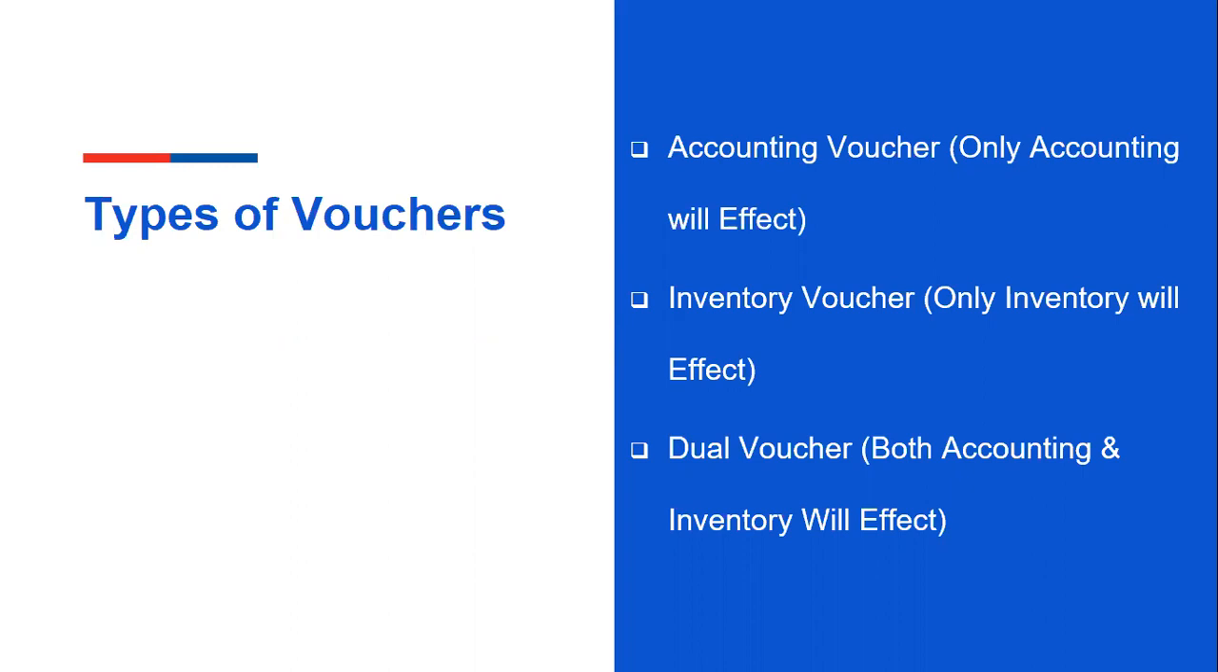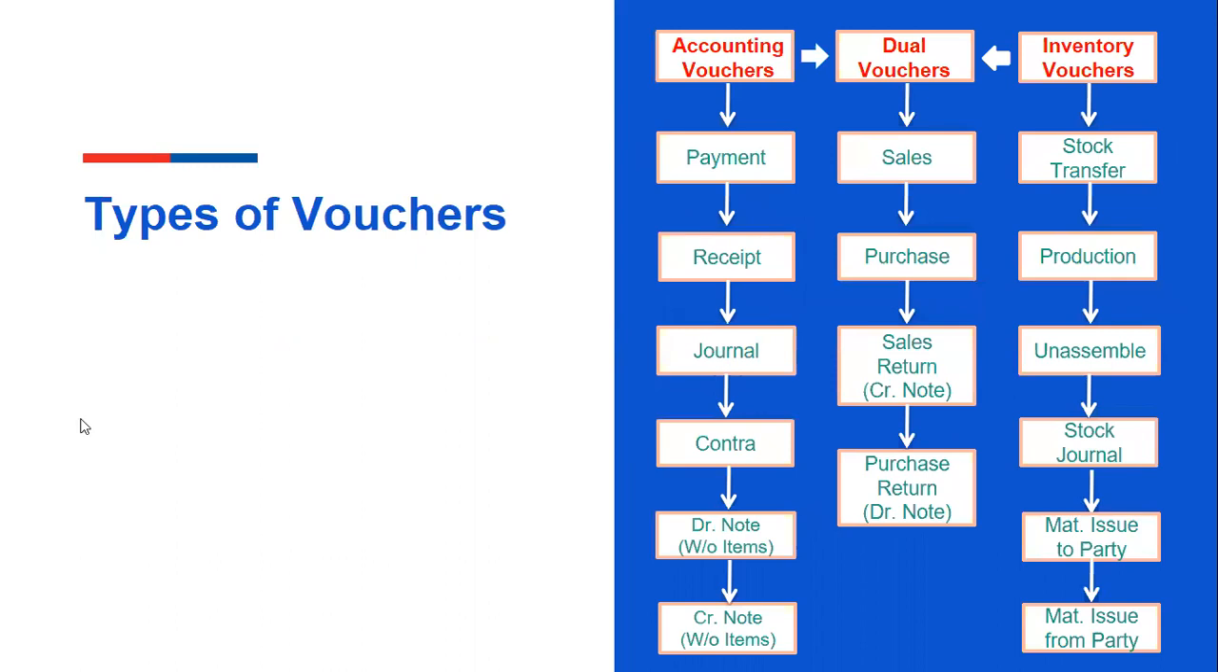And the last is the dual voucher. If you are selling or buying a product from party to party, then your accounting plus inventory both will be affected. Because if you sell goods to a customer, then you receive money and your goods will be issued. So accounting plus inventory both are affected, and you have to record this transaction in a dual voucher. These are the types of voucher you can see on my screen.